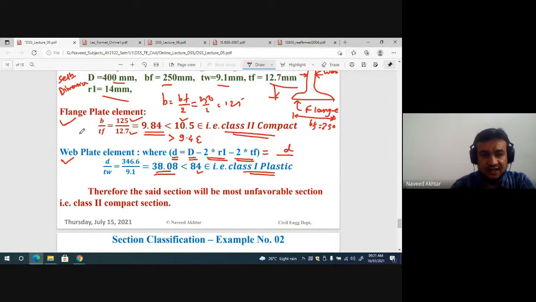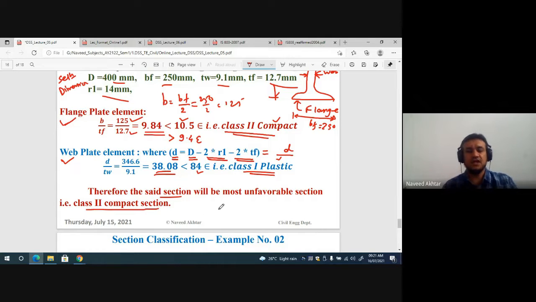Now see here, one is the compact class and the other is the plastic class. So what does our section become? Therefore, the said section will be the most unfavorable section, class 2 compact. So likewise you have to solve and write it down.